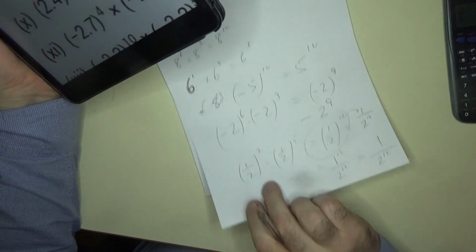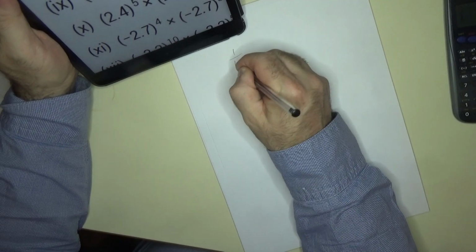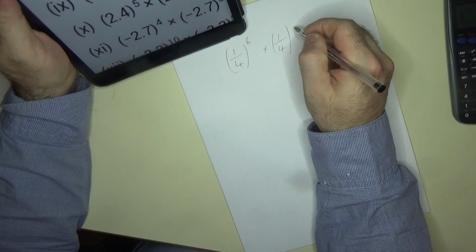Okay, now we push on. So we have a quarter to the 6 times a quarter to the 5.